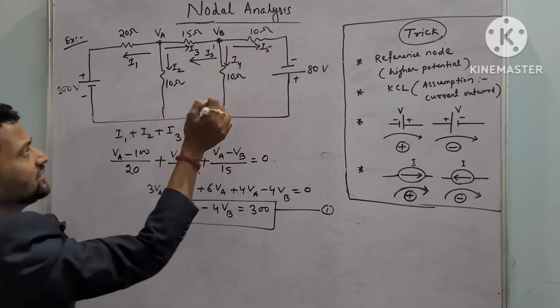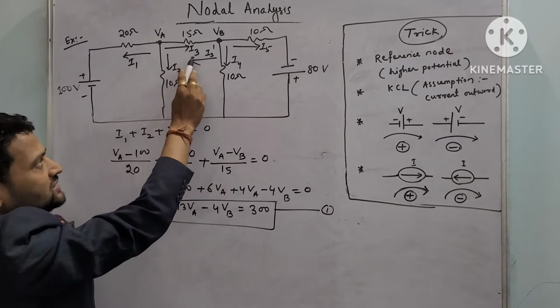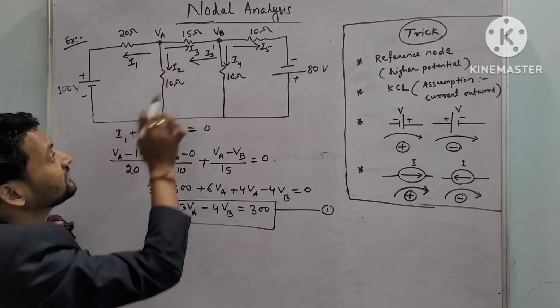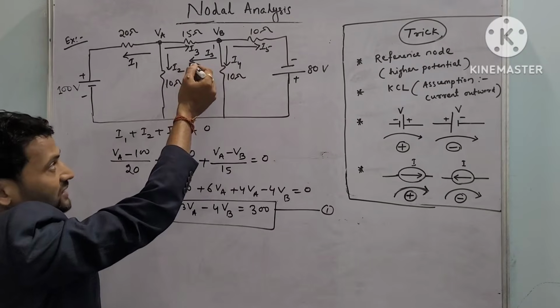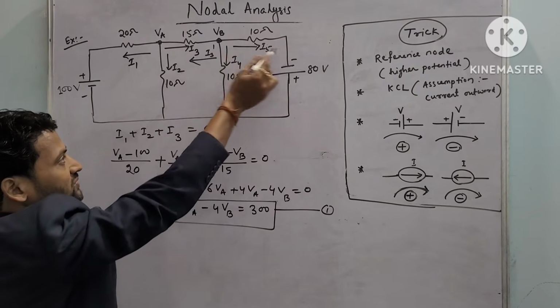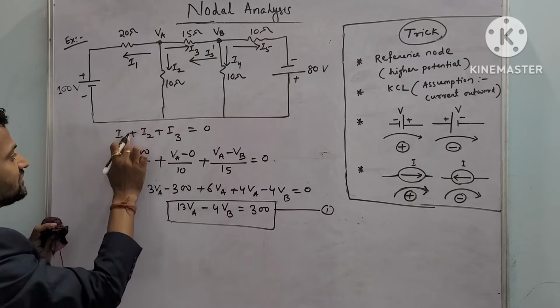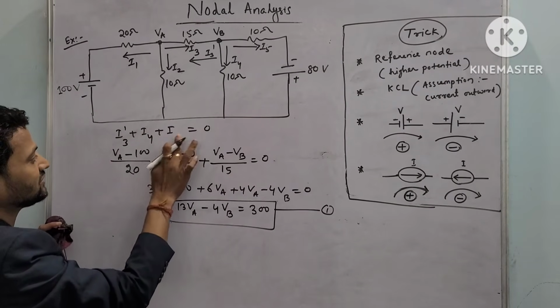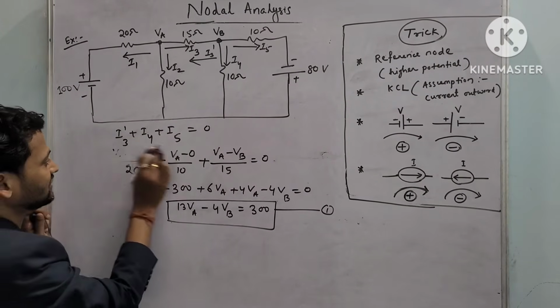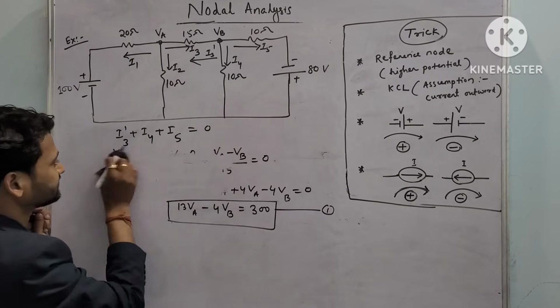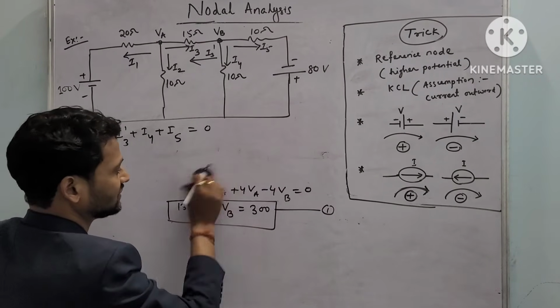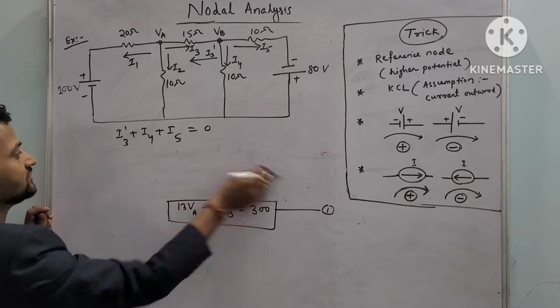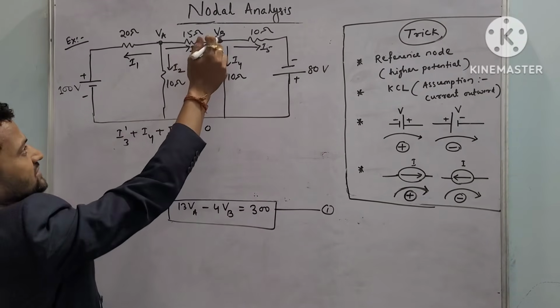You can take anything. We have taken I3 dash because the answer will be the same. So this is I3 dash, this one is I4, this one is I5. Then, see next, what about I3 dash?